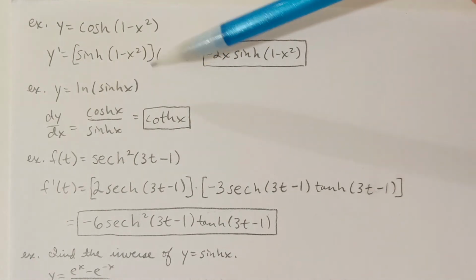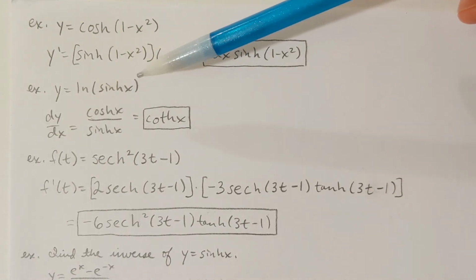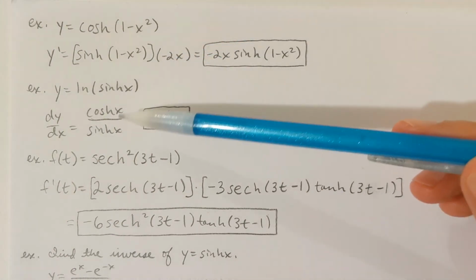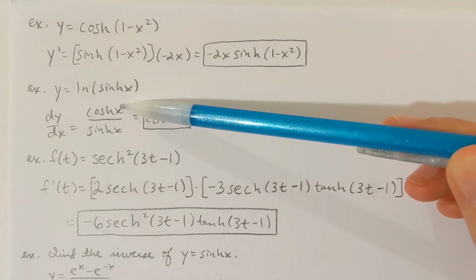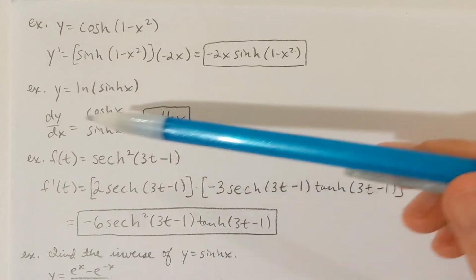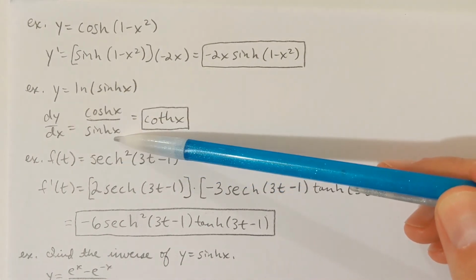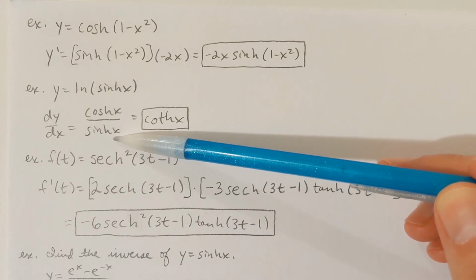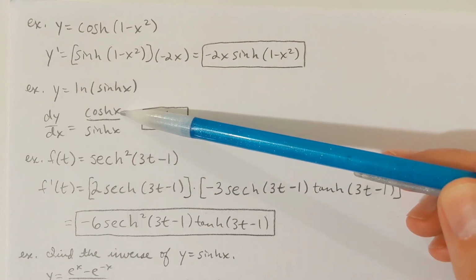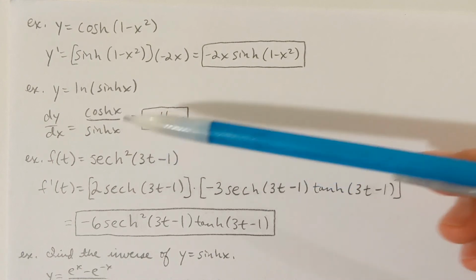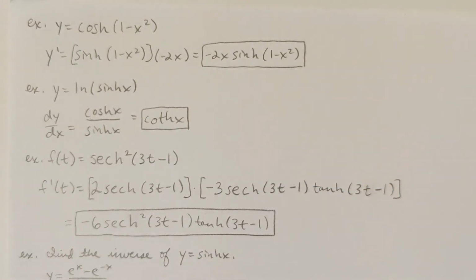How about y equals the ln of hyperbolic sine x? Well, the derivative of the ln of an expression is 1 over that expression times the derivative of that expression. So dy dx, or y prime, is 1 over hyperbolic sine x times the derivative of hyperbolic sine x. That's hyperbolic cosine x. Hyperbolic cosine x divided by hyperbolic sine x is hyperbolic cotangent x, and that'd be my answer.